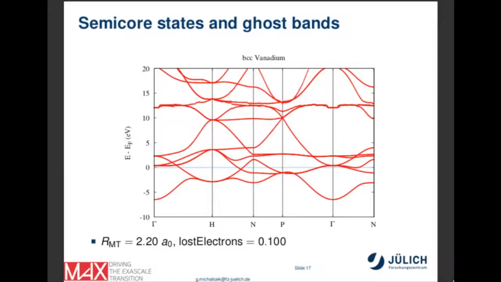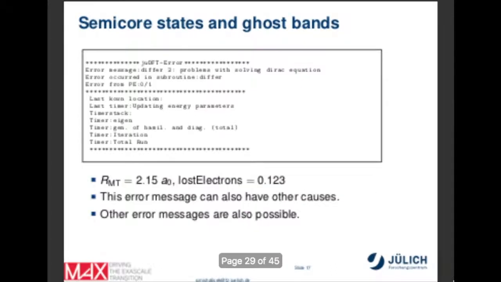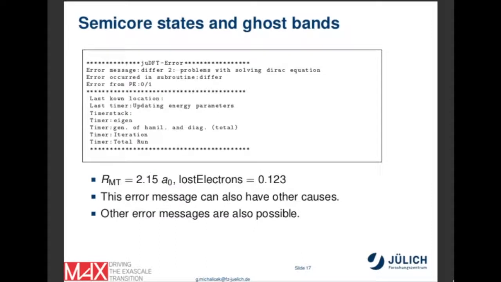But now I reduce this even more to 2.17 atomic units, and you see more and more electrons reach out of the muffin-tin sphere. More and more core electrons reach out of the muffin-tin sphere. And the state goes down in energy. And we can go further, and it goes even more down. And then let's go to 2.15 atomic units. We get an error. Because in this case, suddenly this ghost band is low enough such that it gets occupied. And then you have these states occupied on the one hand as core electrons and on the other hand as valence electrons, and this is a big problem. Your potential will get destroyed, and you cannot deal with this anymore.